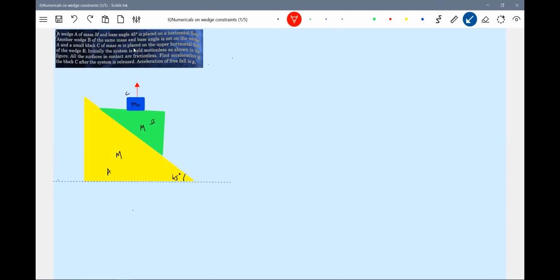This will be normal contact, say N2. Then the weight of this will act. Then this normal contact is N1, and that N1 is exactly opposite to that, I'll show it here. And the weight of this is mg. The weight of this, mg, will also act, and here also some normal contact.